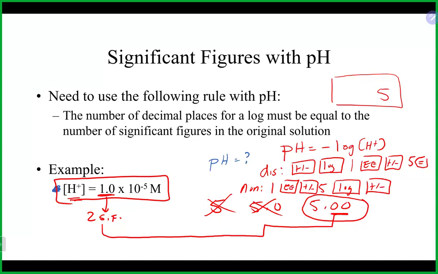It has 2 decimal places because the concentration had 2 significant figures. So we are going from significant figures to decimal places, not sig figs to sig figs in this case. First off, any questions on that calculation there?